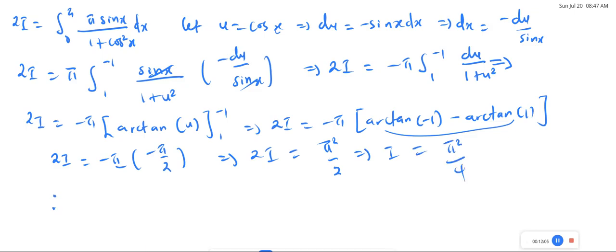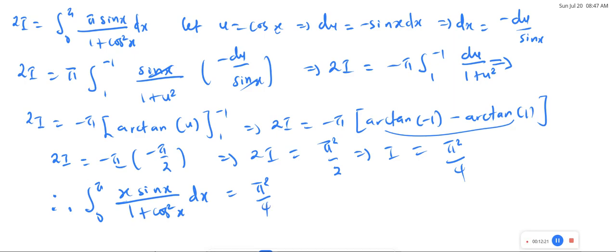Therefore, the integral from 0 to pi of x multiplied by sine x over 1 plus cos squared x dx is equal to pi squared over 4. Okay, guys, so that's the answer to that question.